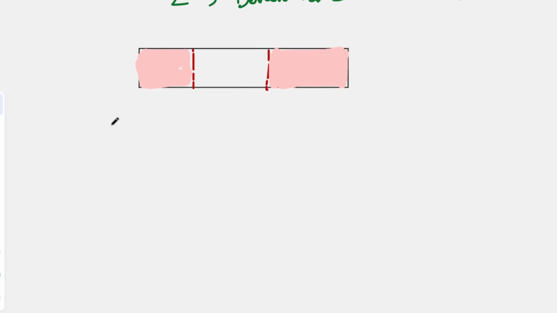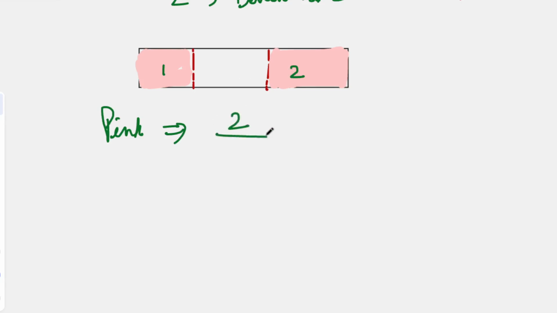So let's talk about the pink color. What fraction will represent the pink portion? We again need two things: how many total parts there are and how many parts are shaded in pink color. So can you count how many parts are shaded in pink color? 2 parts.